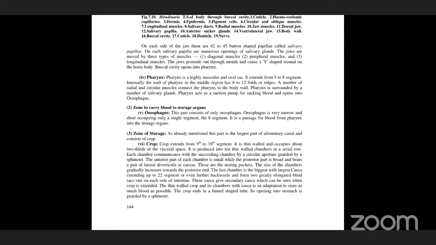And this thick wall crop and its chambers are mainly for the storage of the blood as much as possible. So it ends in the funnel shaped tube, and its opening in the stomach is guarded by a sphincter muscle.